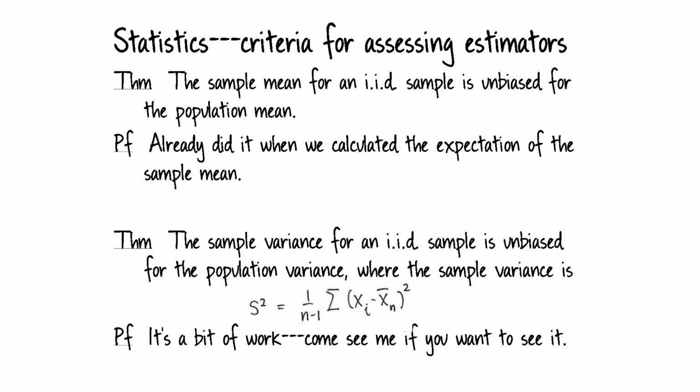Another result that we haven't seen before, because I haven't even defined what a sample variance is, but it's a useful result nonetheless, is that if we have an IID sample and we compute this estimator here, called the sample variance, this is going to be unbiased for the population variance. Okay? So I am leaving out the proof of that. It's a bit of a fussy proof, and I don't think it's very instructive. But if anyone's interested, happy to show you.